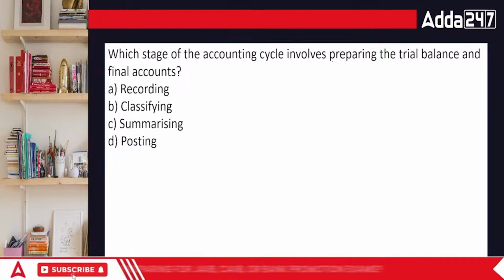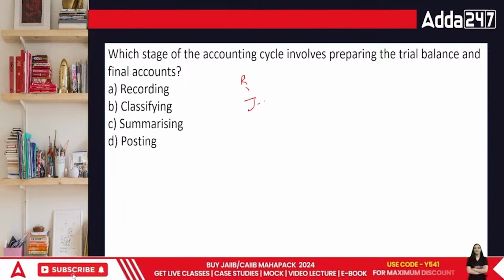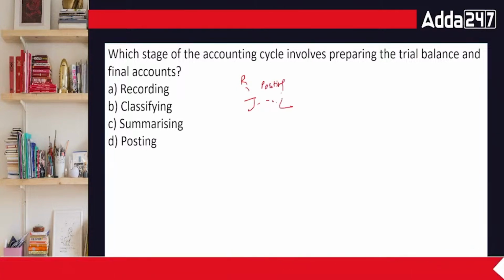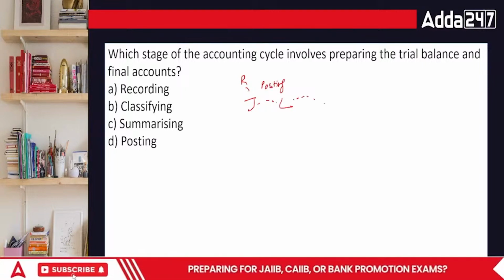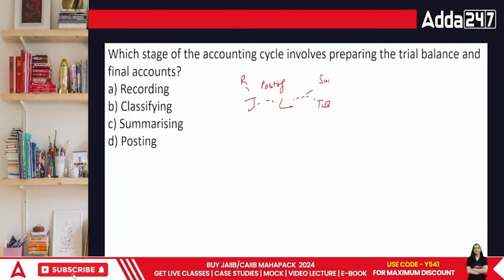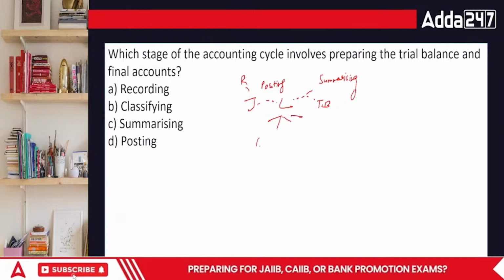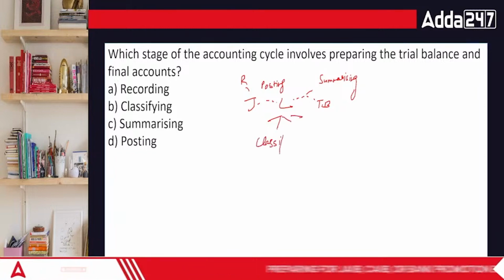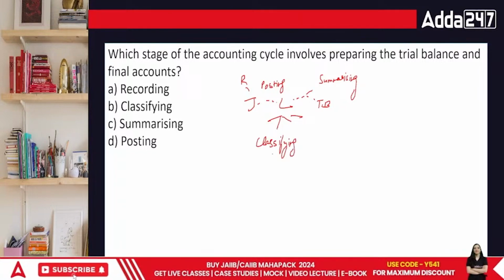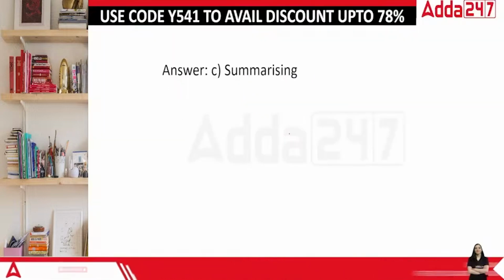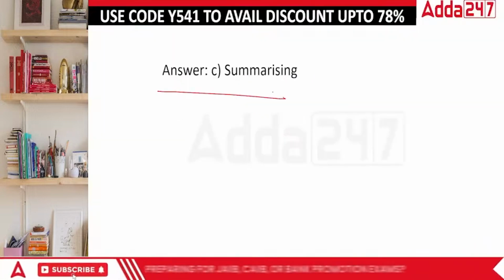When we talk about journal, from journal, this is called recording. From journal to ledger, it's called posting. From ledger to trial balance, this is called summarizing, and putting everything in different ledger accounts, that is called classifying. So in this case, the correct answer is summarizing.